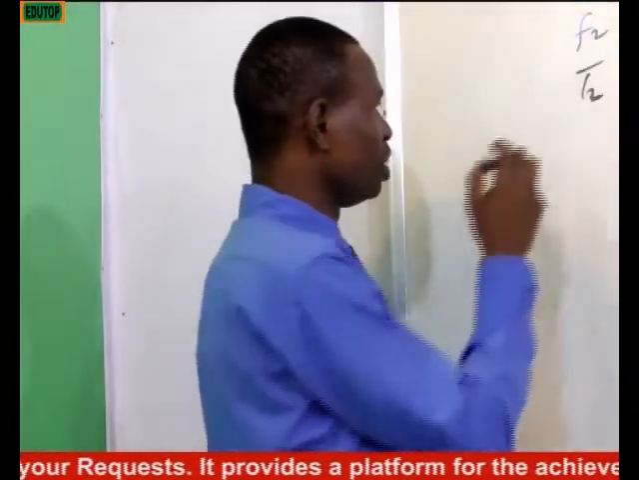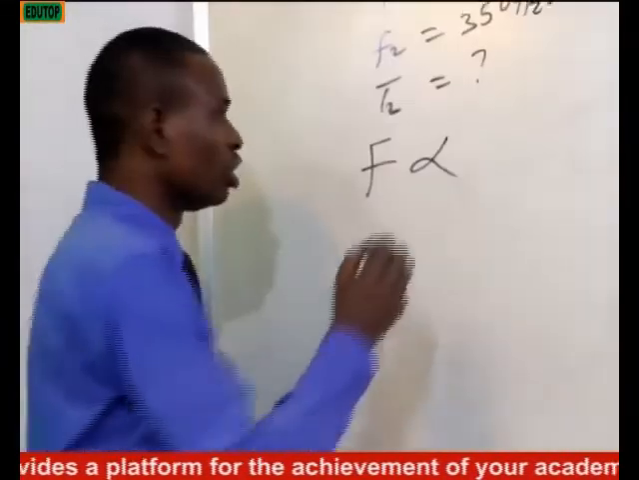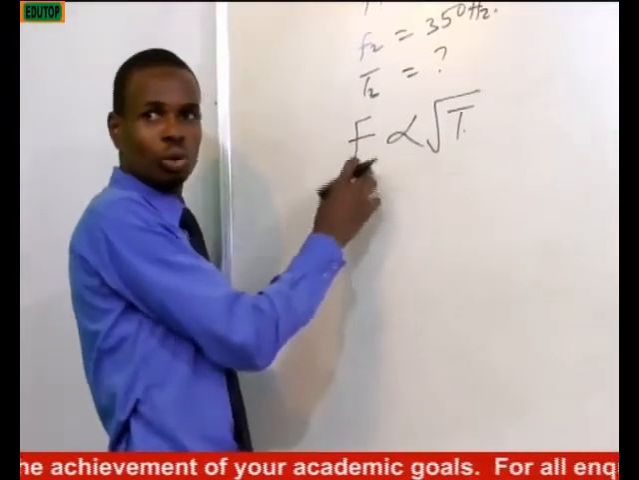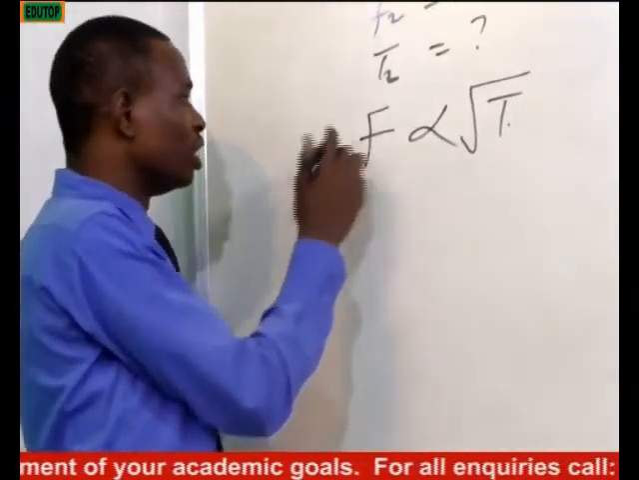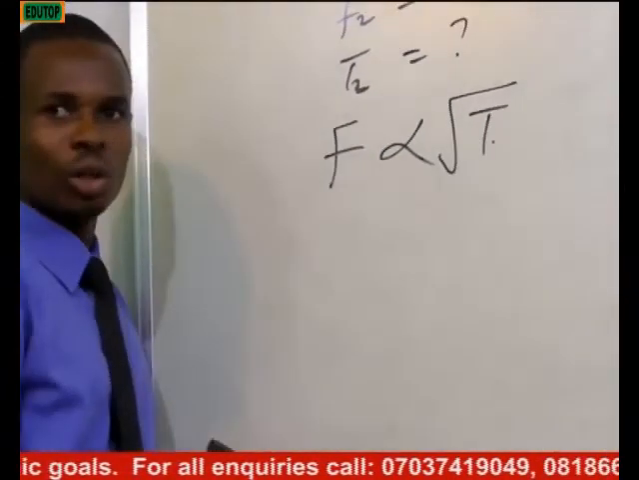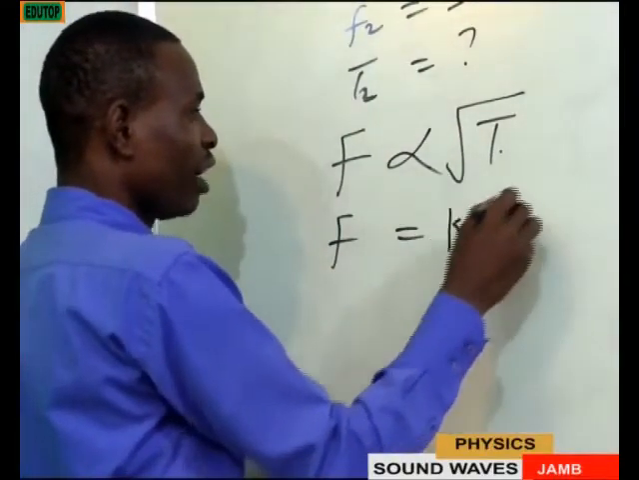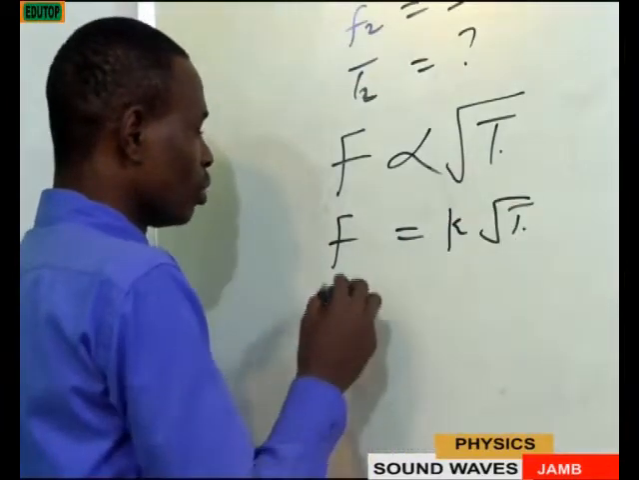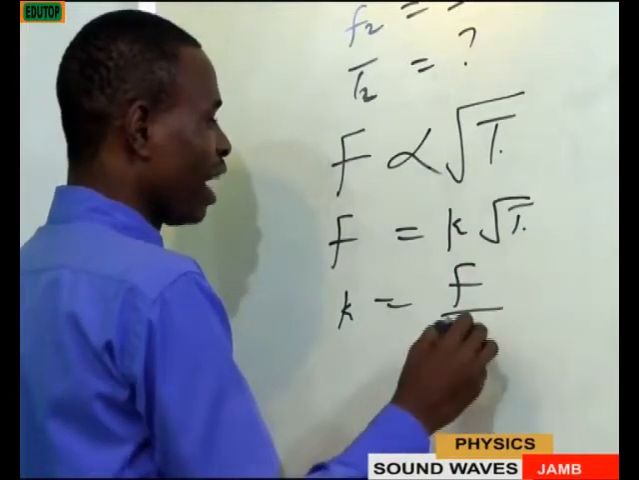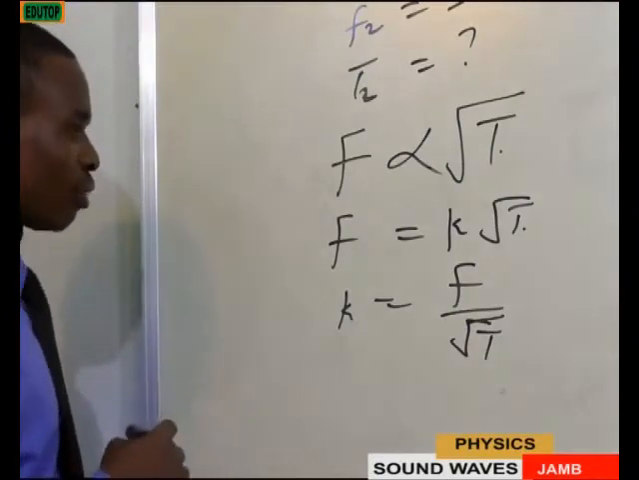The frequency is directly proportional to the square root of the tension. This is the solution. What you are going to use: the frequency is directly proportional to the square root of the tension. So that F is equal to K square root of T, so that K is equal to F divided by the square root of T. That is what we are going to have.